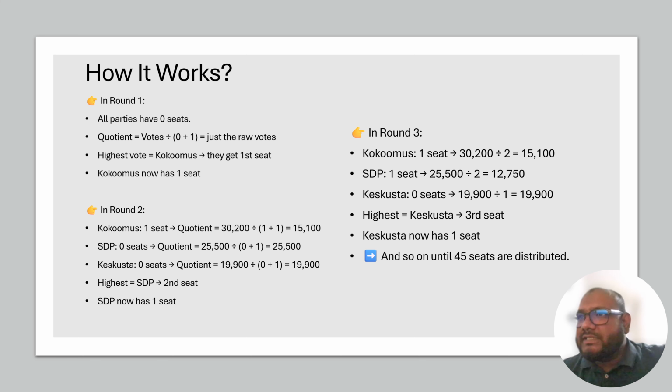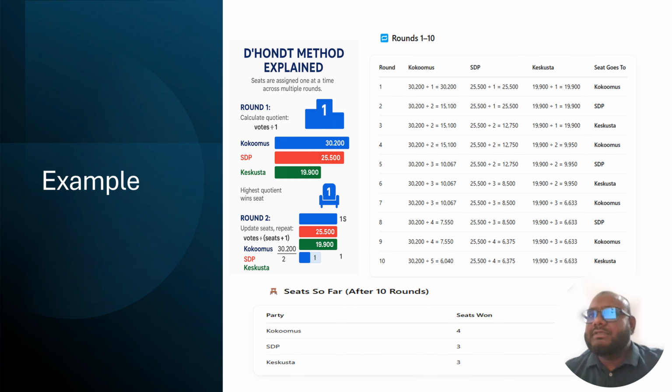So Keskusta now has one seat, and so on until 45 seats are distributed. So we will see a broader picture in the next discussion. It was really tough to add all the 45 rounds here, but I just brought 10 rounds here to give the whole picture, and the rest of the things are the same.